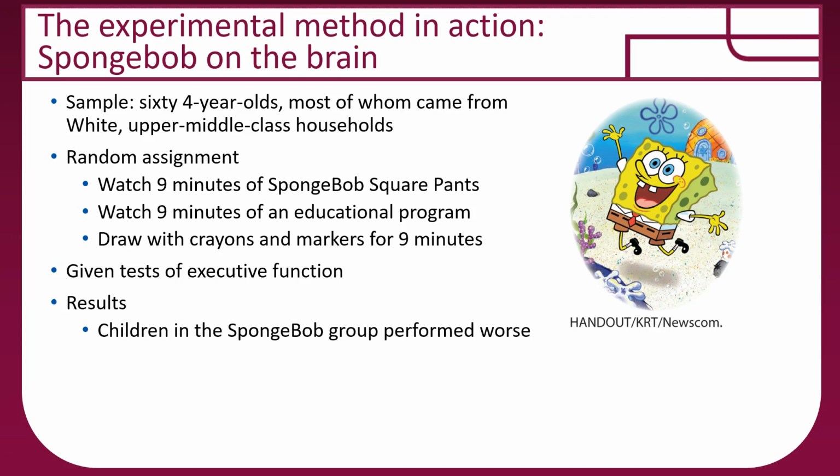This is in your book. It's pretty interesting. An experiment, you can read more details. This was the SpongeBob experiment, where they had 4-year-olds who were randomly assigned to watch 9 minutes of SpongeBob or 9 minutes of an educational program, or draw with crayons and markers for 9 minutes. Then they were given a test of executive functioning. This is a test of your frontal lobes, which we'll talk about, like planning and flexibility of thinking. And the results were that the children in the SpongeBob group performed worse. And we can actually say from this very brief study that watching SpongeBob causes people to do worse on an executive functioning test.